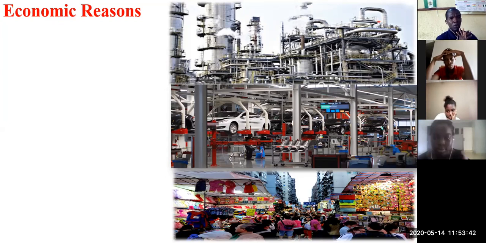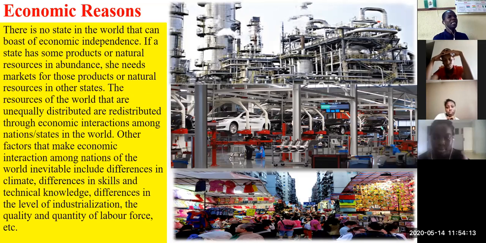Technologically, we cannot produce vehicles, but we use vehicles. Then there's a need for us to interact with countries that produce vehicles. The mobile phones you are using there, are they produced by your country? No. If you open the panel, you see made in India, made in China. So how do you get these? You get them because of the interaction based on the economic needs of the country. So there's no state in the world that can boast of economic independence. There's none, not even America, not even China.